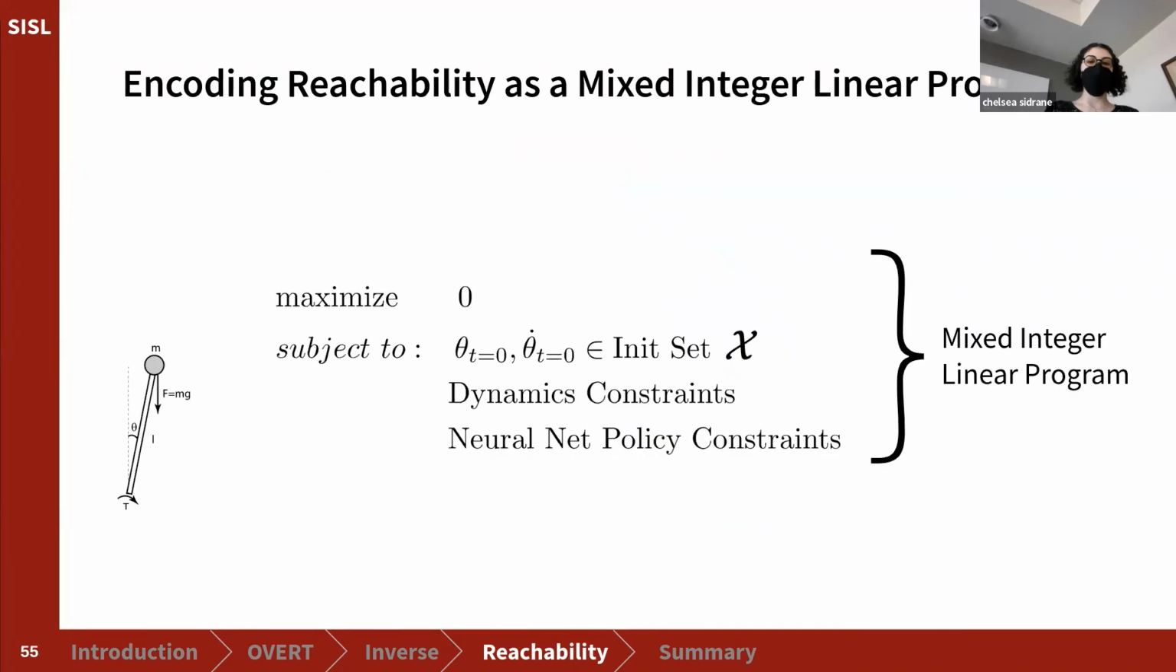Common to both of them is that, you might have guessed, the closed-loop system is encoded as a mixed integer linear program. We have variables to represent the state of the system at each time step, as well as each control input, and we add constraints from the dynamics in the neural network to define how the state evolves and how the control is computed. We also have to constrain the input set X.